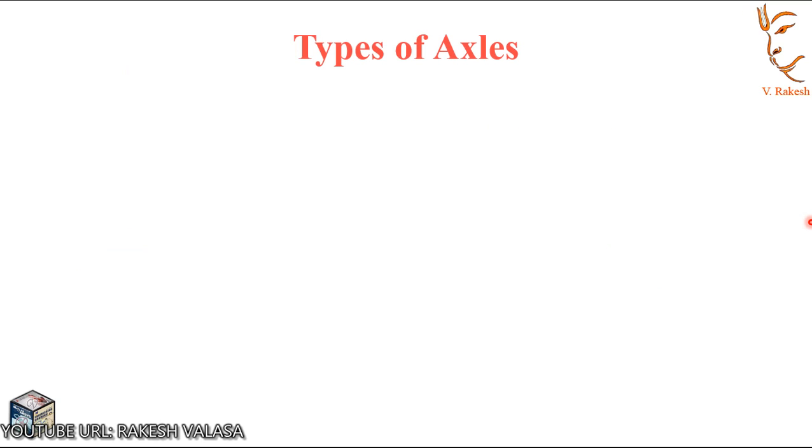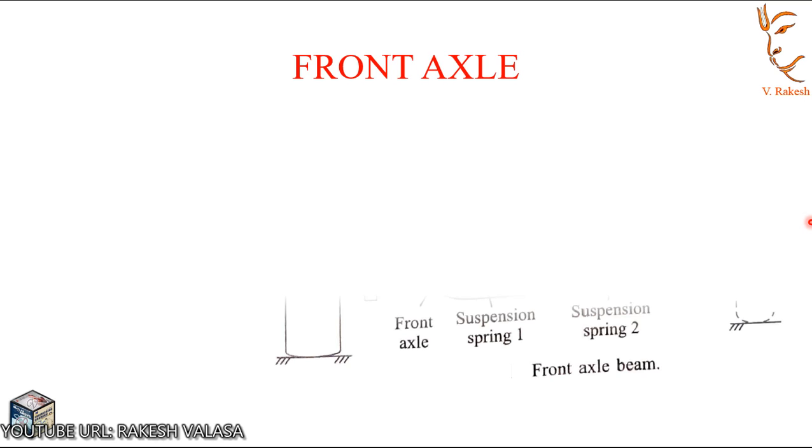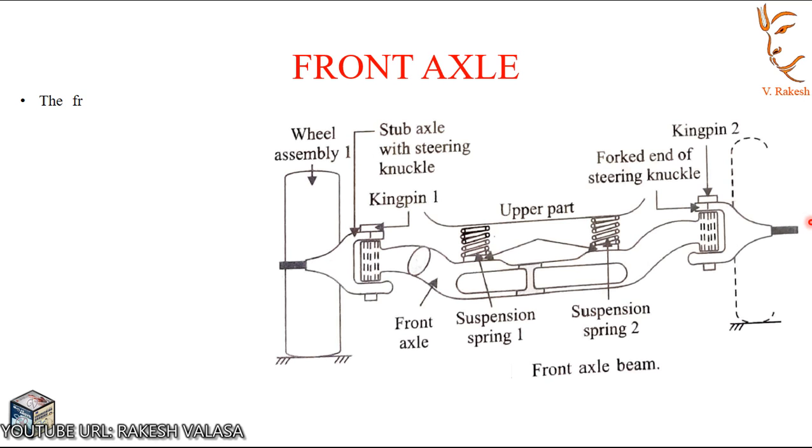Axles are divided into three types. One is front axle, second one is stub axle, third one is rear axle. Let us discuss front axle. Let us see this figure. This figure shows the front axle and its components.